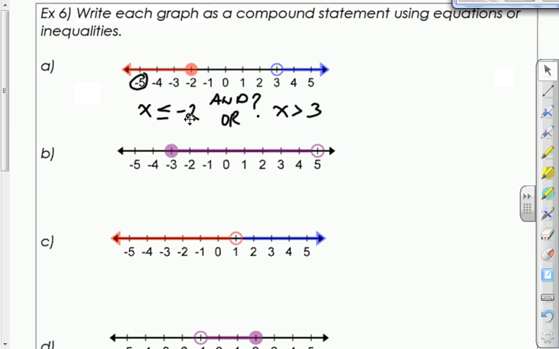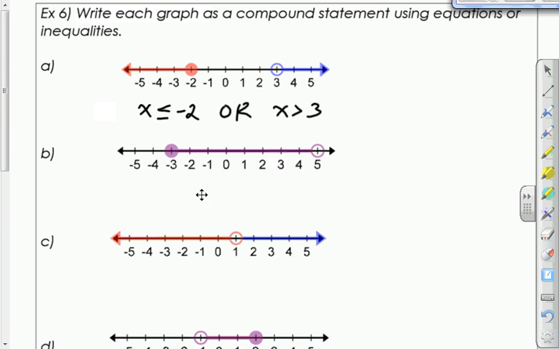We can try a number from over here, negative 5. Negative 5 is less than or equal to negative 2. That's true. However, negative 5 is not greater than 3. Well, we're not going to be able to find any numbers that satisfy both. So this can't be a compound statement connected by and. It's an or statement. So we would write x is less than or equal to negative 2, or x is greater than 3.